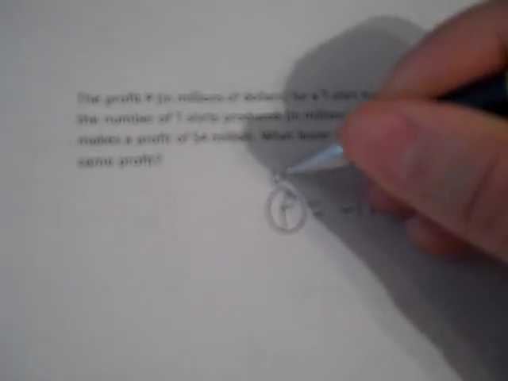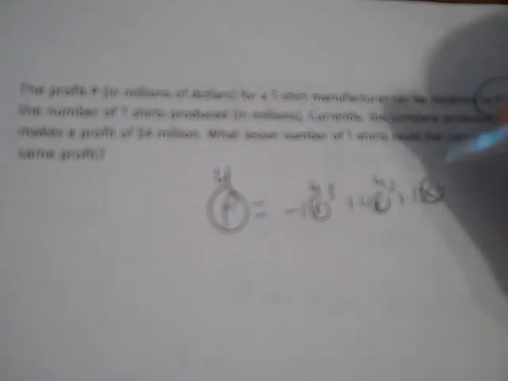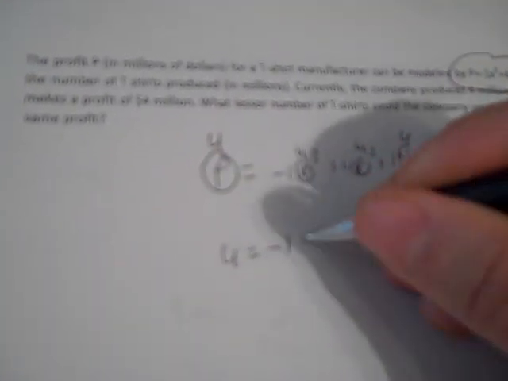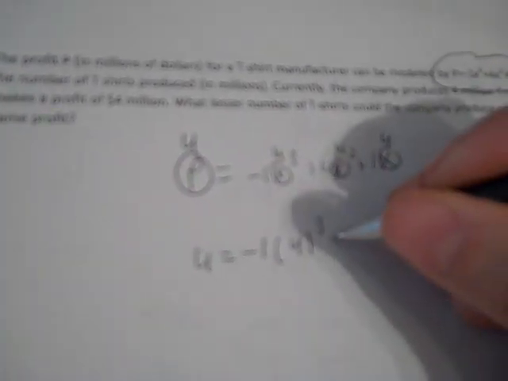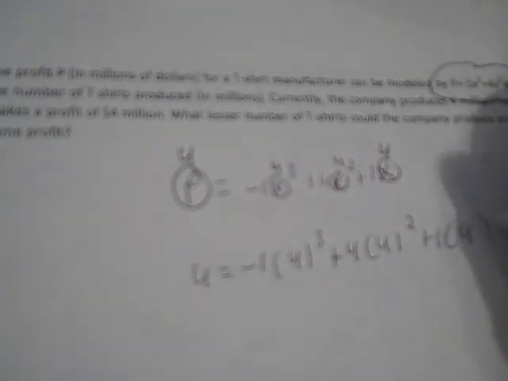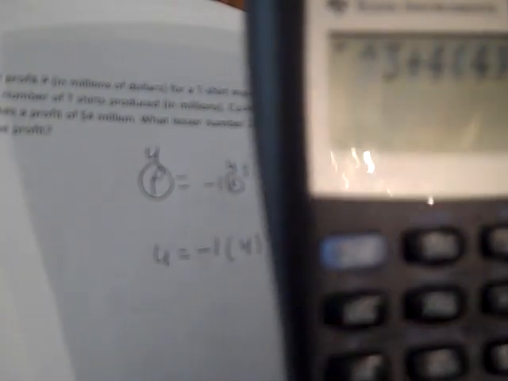Okay. So I'm going to put 4 here, and then the other 4 is the X. So that's the product you're selling. Okay, so 4 equals negative 1 parentheses 4 to the third plus 4 parentheses 4 to the second plus 1 parentheses 4. Now plug that expression into your calculator and just make sure that it actually is an equation that works.